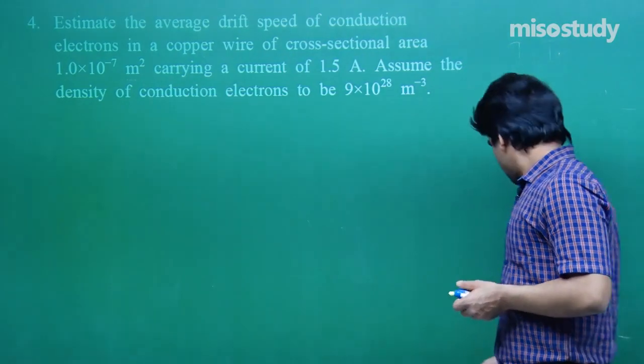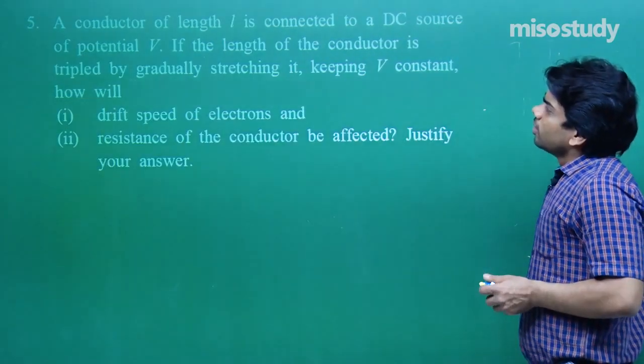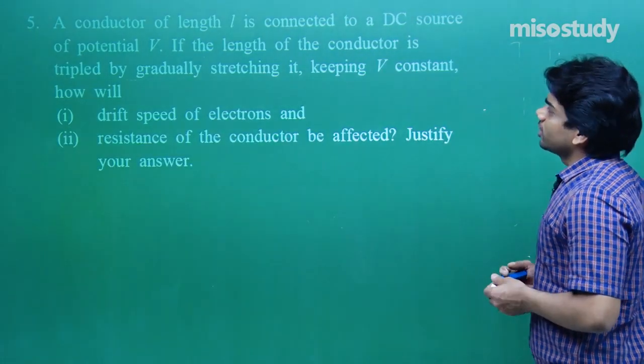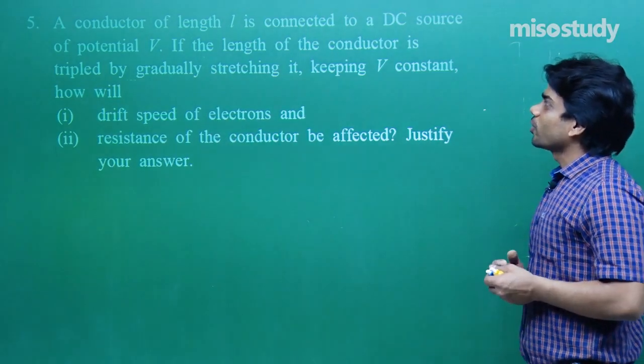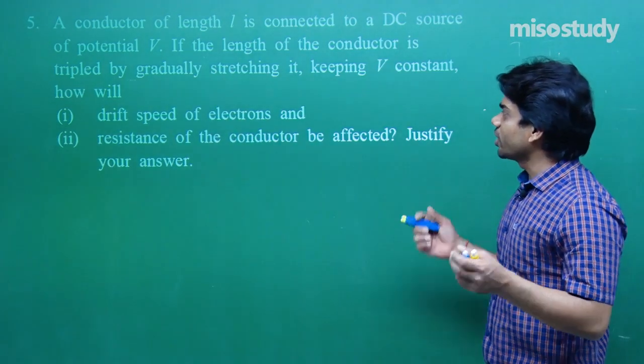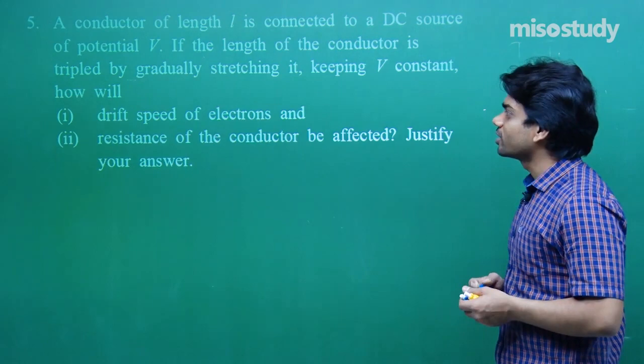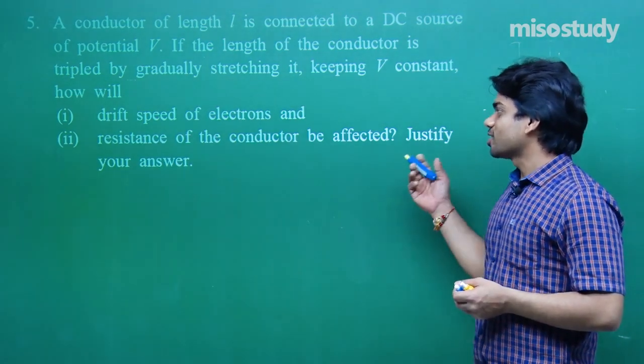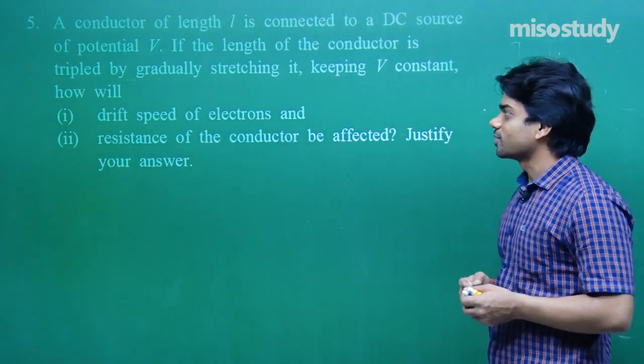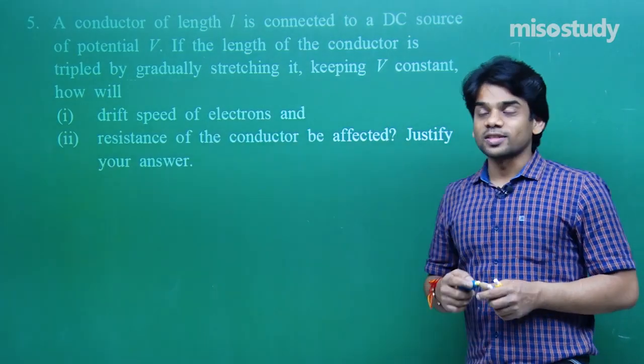Next question we have. A conductor of length L is connected to a DC source of potential V. If the length of the conductor is tripled by gradually stretching it, keeping V constant, how will the drift speed of electrons and resistance of the conductor be affected? Justify your answer. First of all, drift speed of electrons.